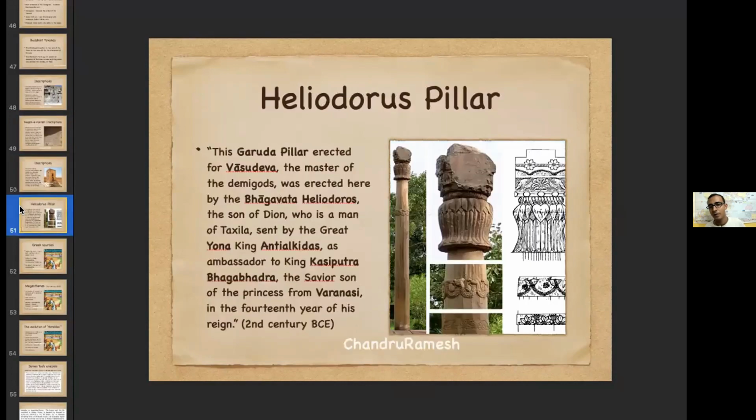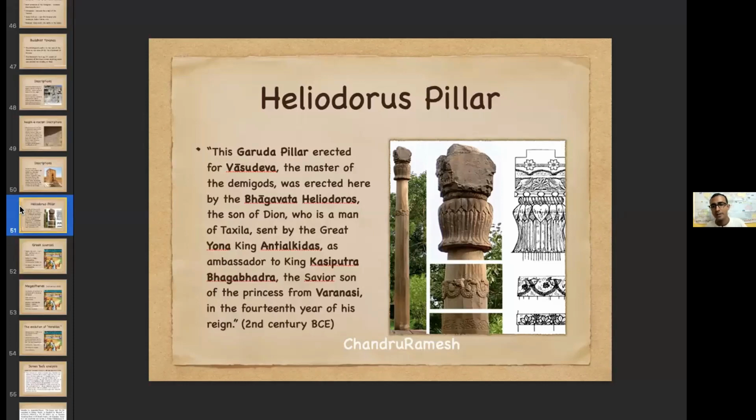So we have further evidence of one branch or group of Yavanas becoming devotees of Lord Krishna, Lord Vishnu. This is evidence from the 2nd century BC. This is called the Heliodorus column, this Garuda pillar. So the context is like this. I'll read through the translation. You will understand most of it, but I'll also try to explain it a bit more afterwards.